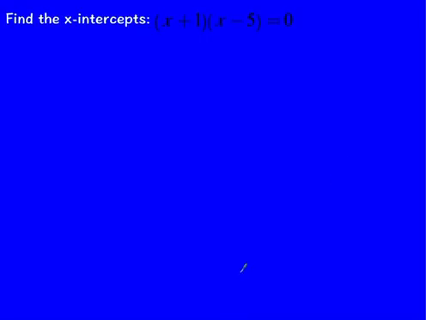Sometimes, though, we're not given the graph, and we have to get our x-intercepts from either the factored form of the quadratic or from just the quadratic written out. So this is an example of when we have to find the x-intercepts and we have it already factored for us. If it's already factored for us, what we have to do is take the factors and set them equal to 0.